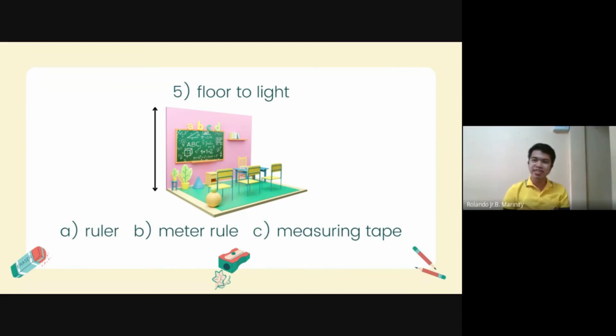C. Very good. Measuring tape. Okay, since our choices are only ruler, meter rule, and measuring tape, we can write measuring tape. But in this example, we can actually use the tape measure. Tape measure is the best tool in measuring from floor to the lights, or from floor to the ceiling.